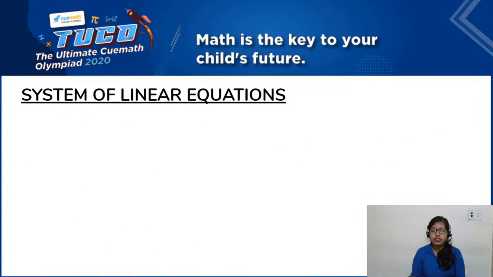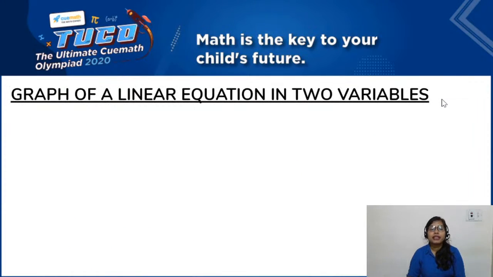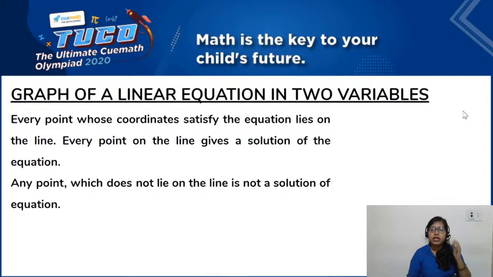So with this, I would quickly take you ahead to the next part, that's graph of a linear equation in two variables. So let's see what's written here. It's told that every point whose coordinates satisfy the equation lies on the line. Every point on the line gives a solution of the equation. So it means that if you draw a particular graph and there's a point lying on the graph, then that particular coordinate, those values of x and y, is the solution to that given equation. Any point which does not lie on the line is not a solution of the equation. I hope that's clear to all of you.